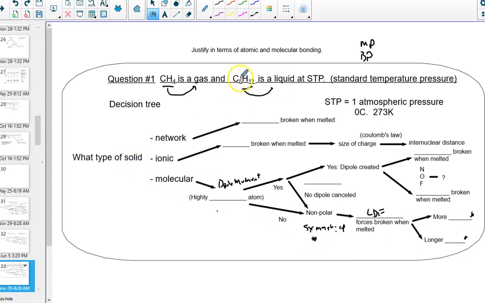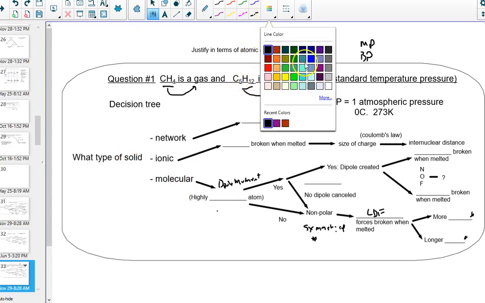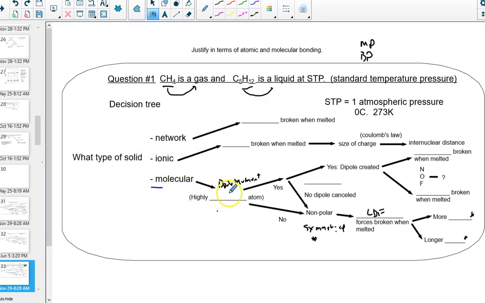Okay, the other one, CH5. Okay, let's do this one in a different color. Alright, it's molecular. Is there a dipole moment?